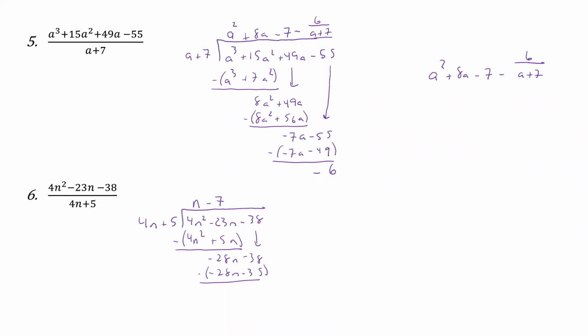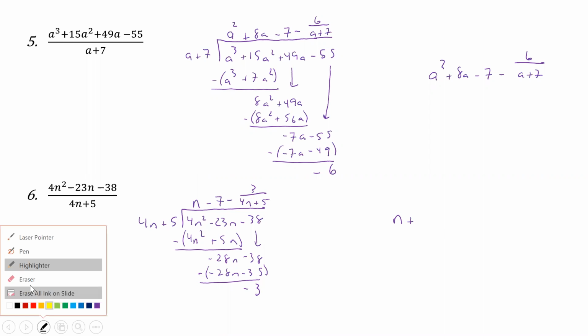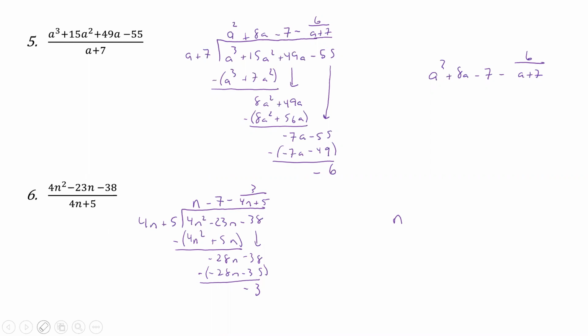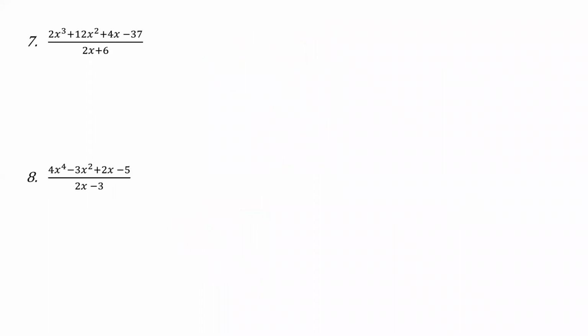Again, we're going to subtract that off, so that's going to give us 0. And minus 38 plus 35 is going to give us a minus 3. And so we have a minus 3 over our 4n plus 5, our divisor. And so that says n minus 7 minus the 3 over our 4n plus 5. So that would be our answer, dividing that trinomial by that binomial. All right, a couple more and then we'll move to functions.